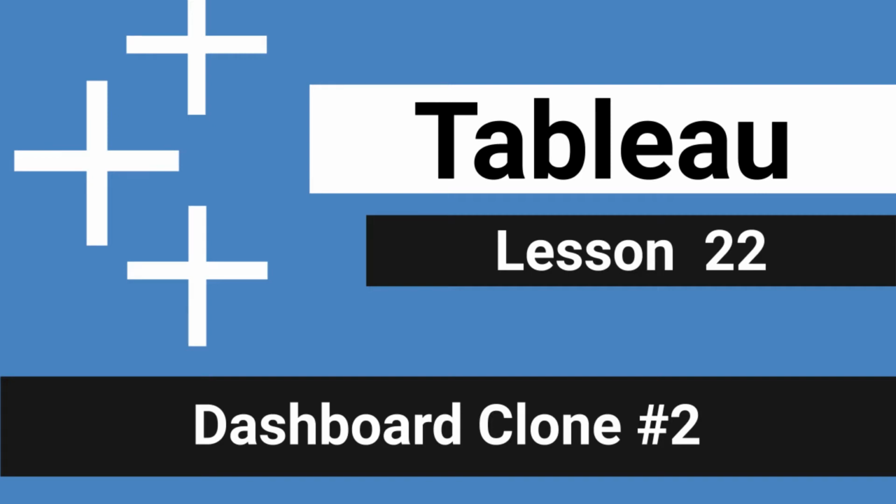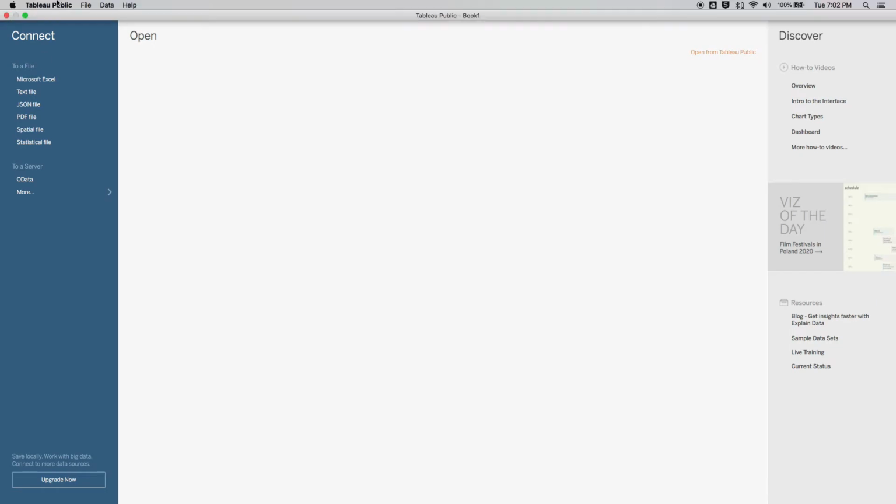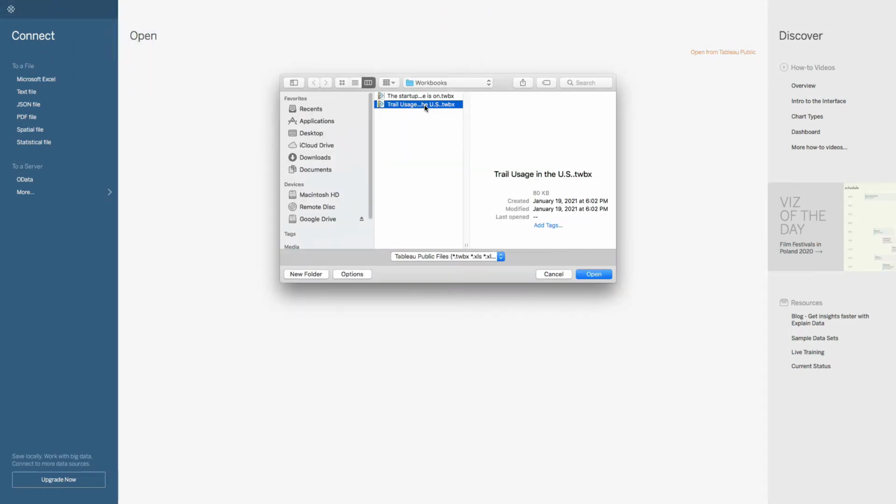Today we're going to be cloning a dashboard titled Trail Usage in the US by Fred Nahar. Fred, sorry if I totally just screwed up the pronunciation of your last name, but I put a link to his dashboard in the description below, so give it a download, and let's open up the Tableau Public app. We'll go to File, Open. Let's click the dashboard we just downloaded and we'll hit open.